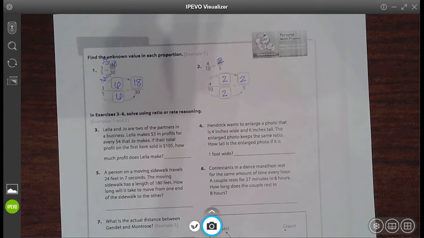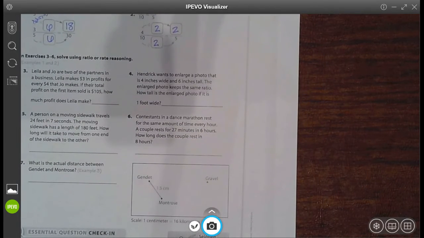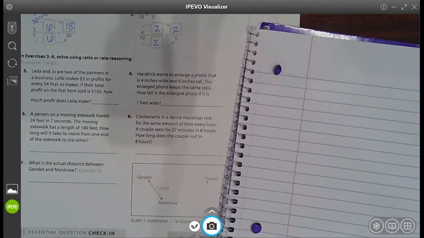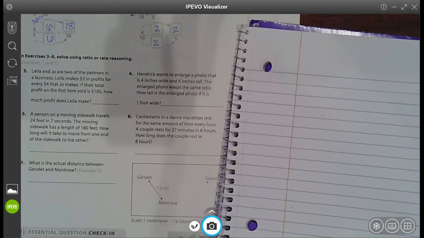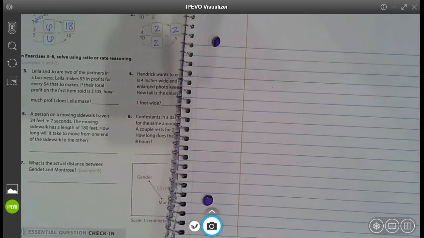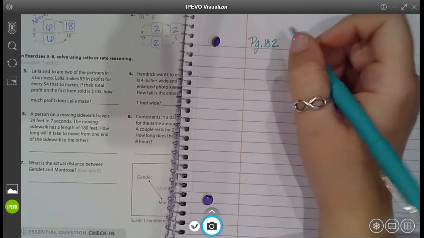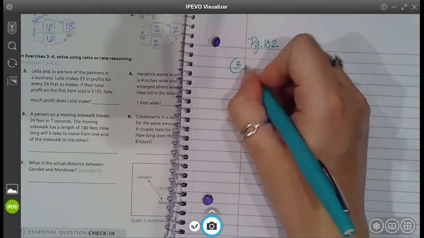For these next problems, let's actually show my work on a separate sheet of paper. So if I take out a separate sheet of paper, let's label that these are actually on page 182. So I'm going to label page 182, and we're going to start with problem number 3.